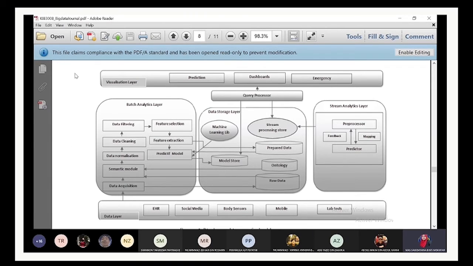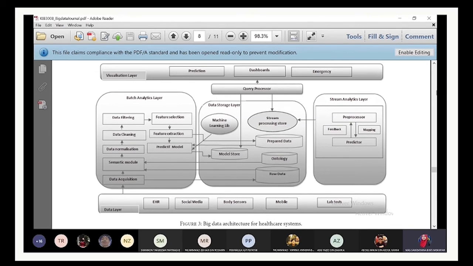So all of you can see this figure, right? This figure 3, the big data architecture. This is a very important figure. For example, if I ask you in your exam, I need you to understand the figure. So these are the data layer that I think one of your friends already discussed earlier. The data can come from various sources: the electronic health record, social media, body sensors, your mobile data, and also your lab tests, right? So all these are data, these are numbers. It doesn't mean anything if you do not process the data.